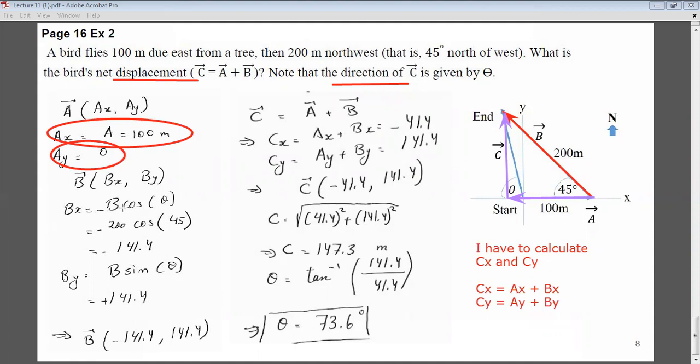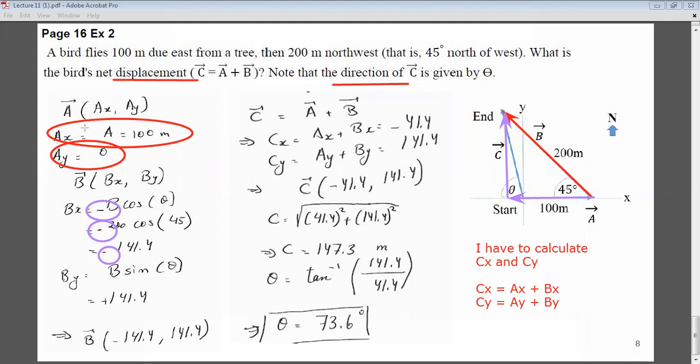Bx is equal to B cosine theta, okay? Where this is B and it's the adjacent of this angle theta. So it is B cosine theta. And By is B sine theta. Just pay attention that Bx is going in the negative direction, so it is minus. So Bx is minus B, which is 200, times cosine 45, and this will be minus 141.4. By is B sine theta and it's going upward, so it's plus 141.4.